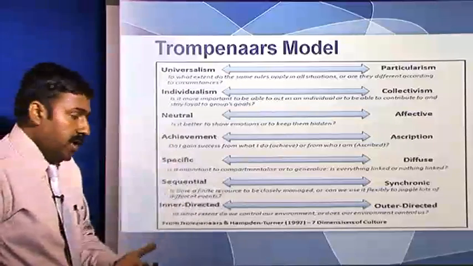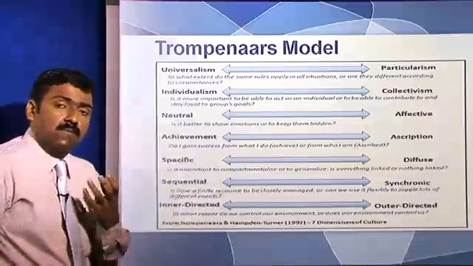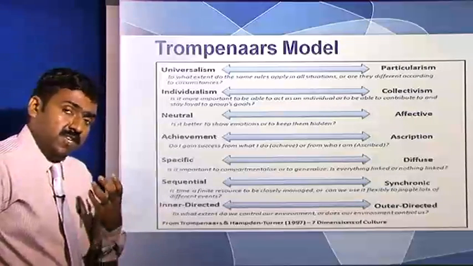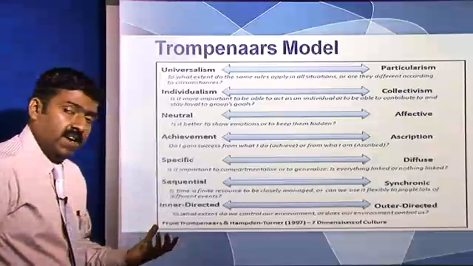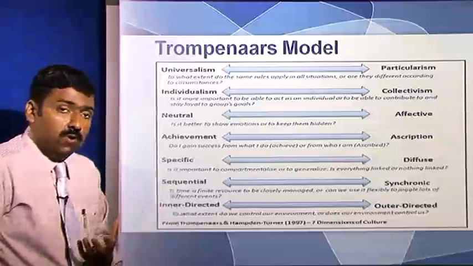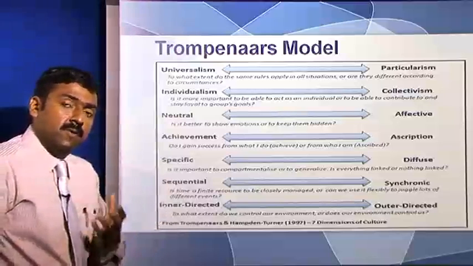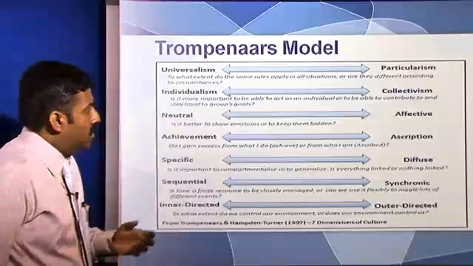Inner directed and outer directed: to what extent is the destiny or actual work effort directed by the individual? Is it shaped by the individual in the case of inner directed, or is it shaped by the external environment and destiny, and who controls it, which falls under outer directed? These are the pretty interesting dimensions defined by Trompenaars in this model.